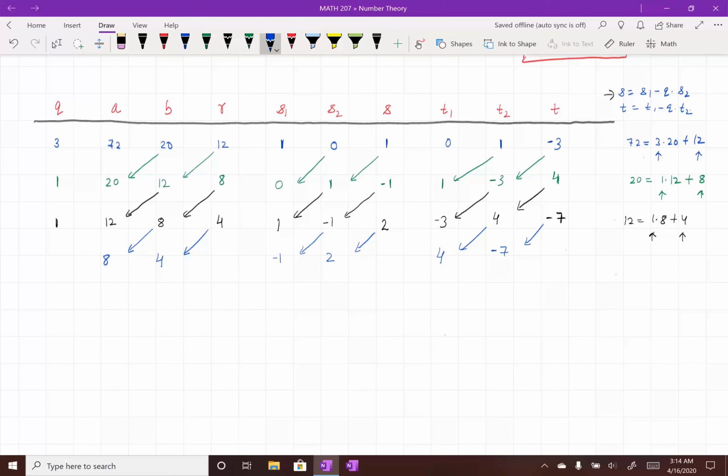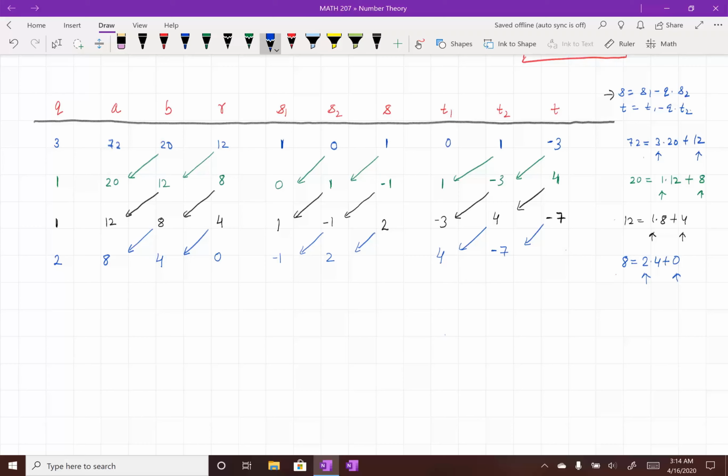Okay, and for the values of a and b as 8 and 4, we can write 8 as 2 times 4 plus 0. So the quotient is 2 here and the remainder is 0 here. So the value of q is 2. The value of r is going to be equal to 0.